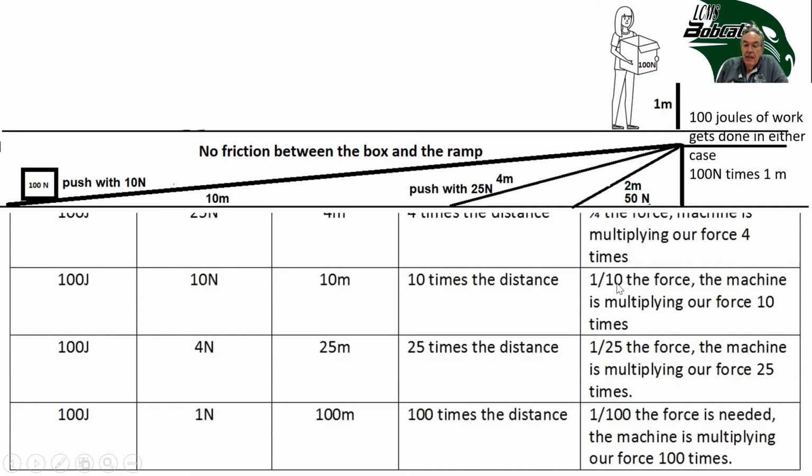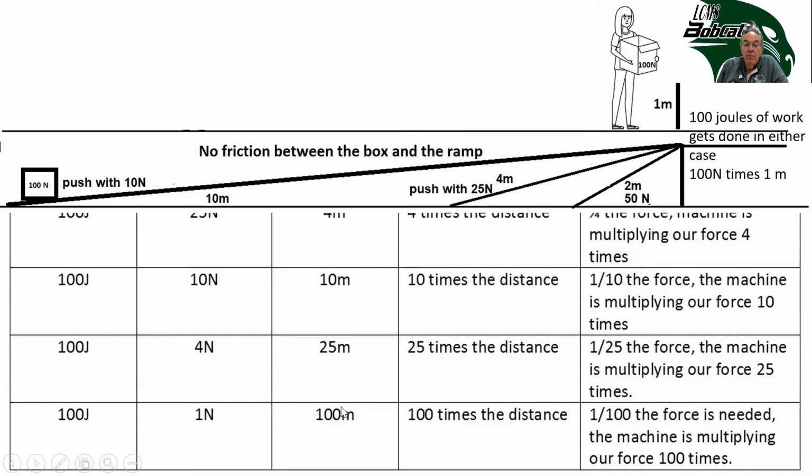So you see that there's a relationship here. When this was 4 times, we got to use a 4th because it multiplied our force by 4. When it was 10 times as long, we could use 1/10 the force because it was going to multiply what we did by 10 times. So its distance is directly related to how many times the force is going to get multiplied. And it is because of this equation, force times distance equals the amount of work done.